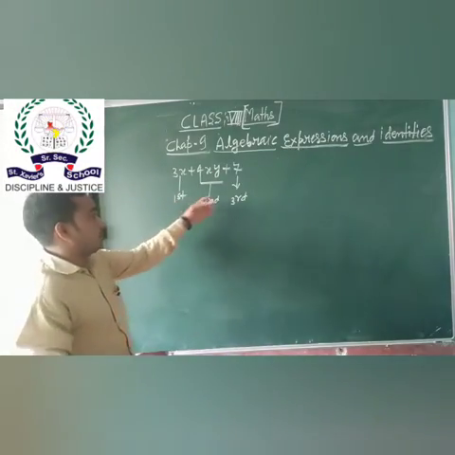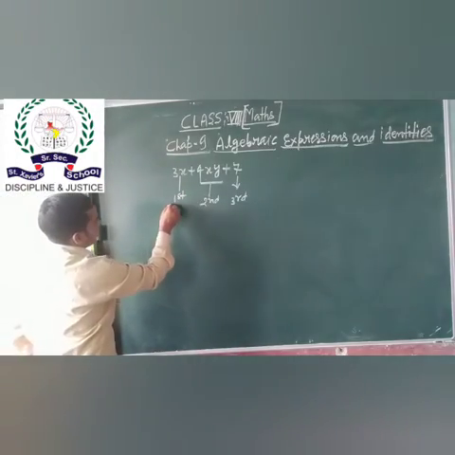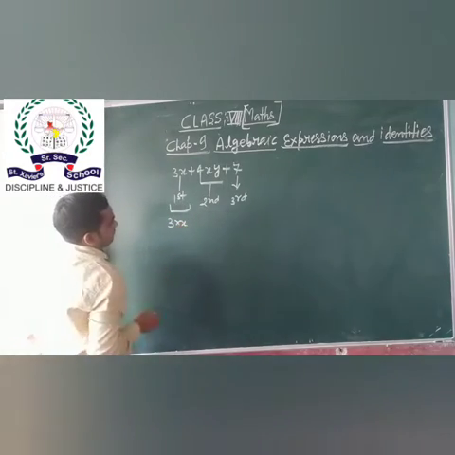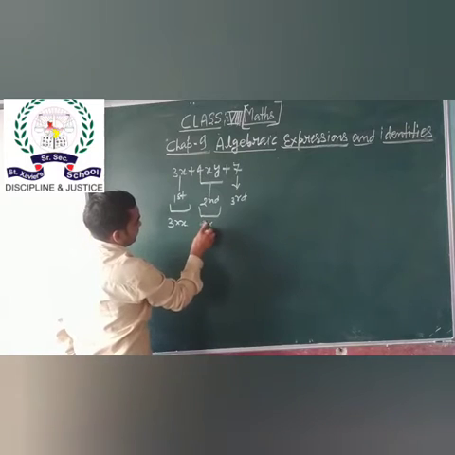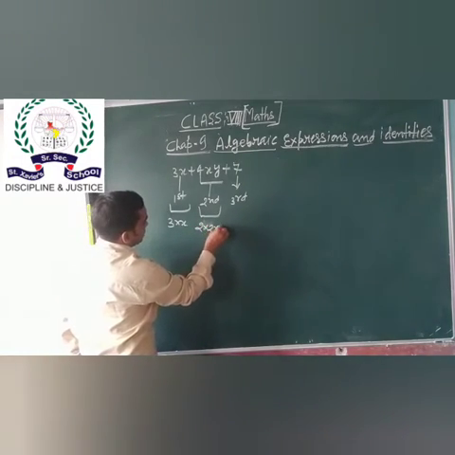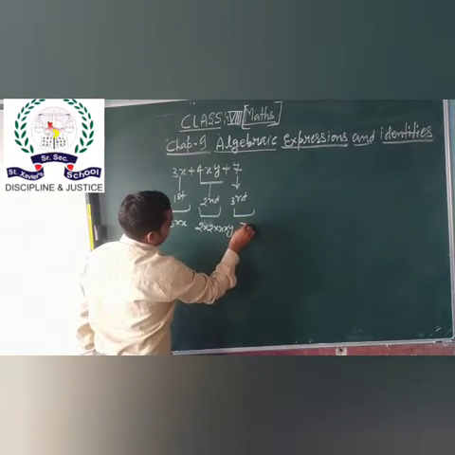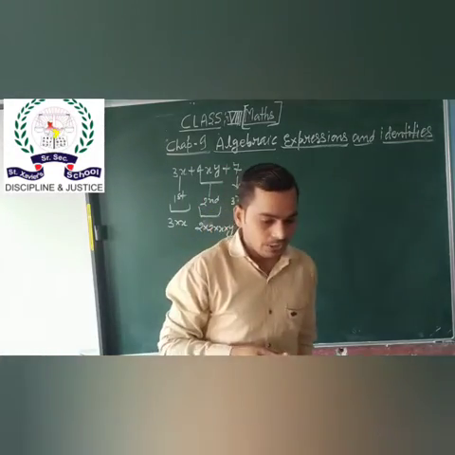Then factors of the term. If we find the factors of the terms, 3x has the factors 3 into x, and 4xy has the factors 4 into x into y. 4 we can also write as 2 into 2, and 7 has the factors 7 into 1. So these are the factors of the term.